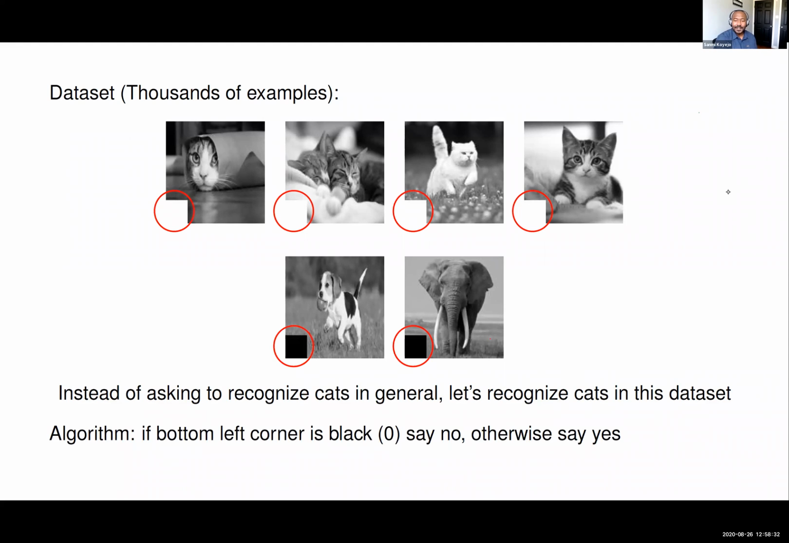Again, as many of you pointed out, there's a simple algorithm that you could build that will actually give you perfect classification error on this data set. So you'll have 0 classification errors, you have perfect classification. The bottom left is, you'll look at pixels there. If the bottom left is 0 or black, you say no, otherwise you say yes, it's a cat.